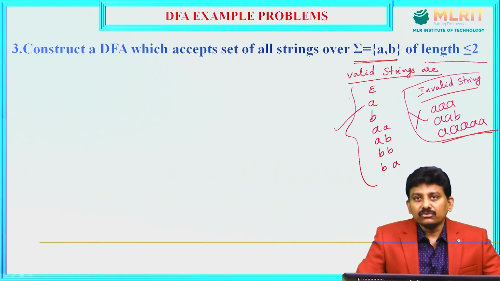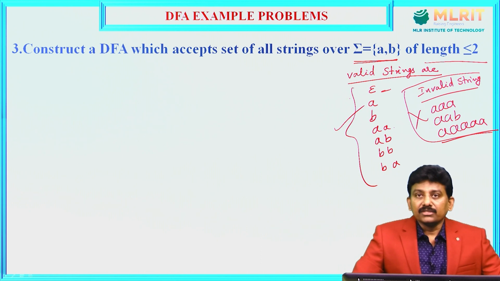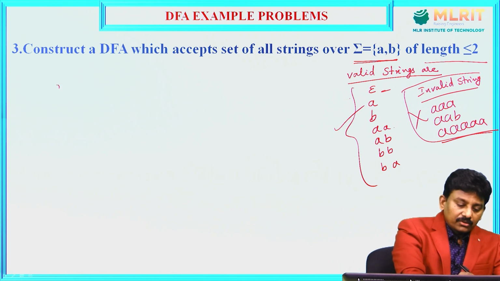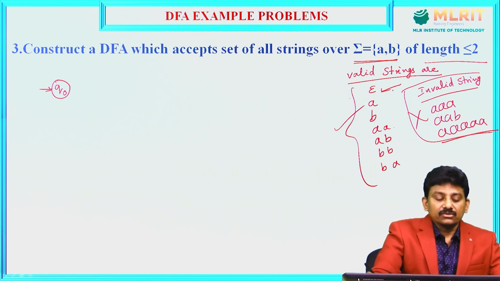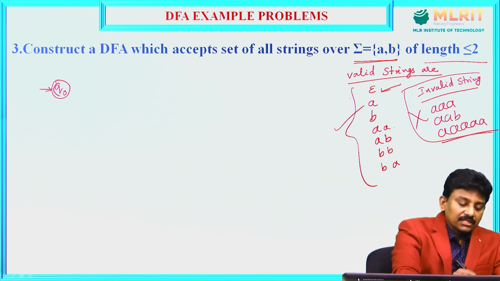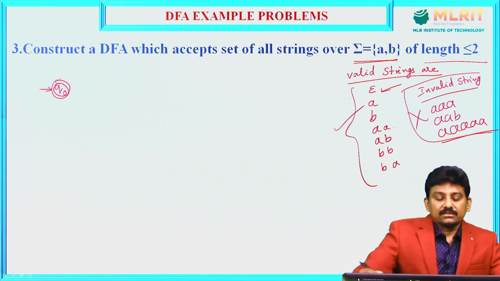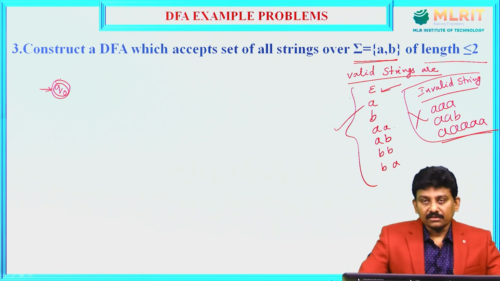How can we go to the final state without any symbol? Epsilon is the empty string, no input symbol, no occurrence of symbol. How can a transition occur? That is why the initial state itself is the final state. So, Q0 is the initial state, epsilon should be accepted as a valid string, so the initial state itself is the final state.